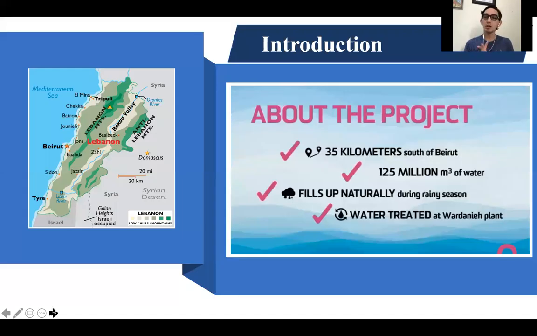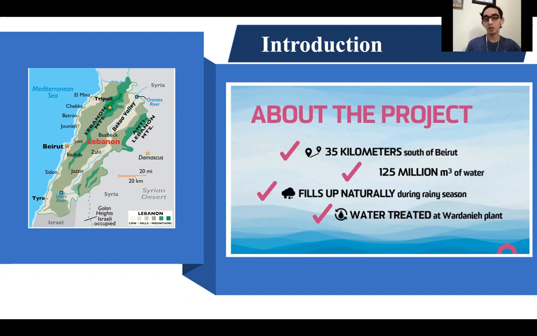Lebanon is an Asian country located in the Middle East region. It's bordered by Syria, Israel, and the Mediterranean Sea. Lebanon's population has been subject to severe water supply shortage. Some communities receive water only 2 or 3 times per week. Looking to improve those conditions, they decided to propose this augmentation project.